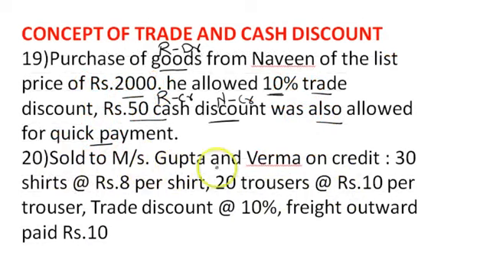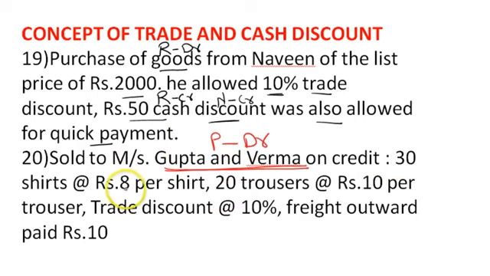Sold goods to Gupta and Verma on credit. So here the transaction is a credit transaction. So we need to remember the person. Remember very well, either we purchase or sell, whenever there is a credit transaction, we remember the person. So Gupta and Verma, we have sold goods. So personal account, debit the receiver.